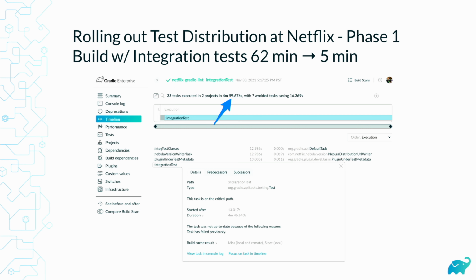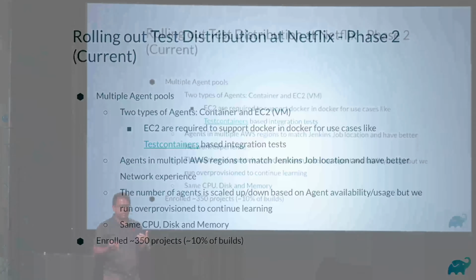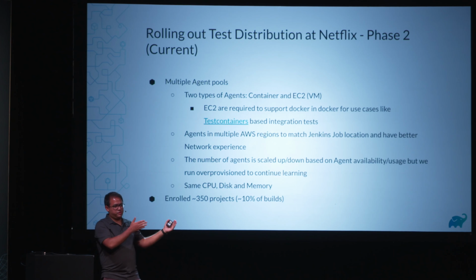So we decided to go and do a second rollout, which we call the current phase 2. We started creating more agent pools, really standard pools, in the sense that you will have VM-based and also container-based ones, so you can accommodate things like Docker in Docker. I will get into that in a bit. And then we will have multiple regions. So if you were running, let's say, a Jenkins build on AWS East 1 or AWS West 2, we will try to put it on an agent that is closer to you.